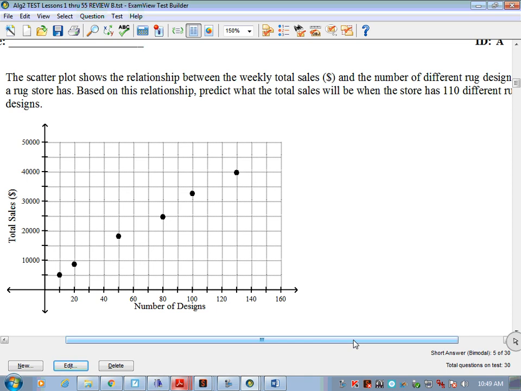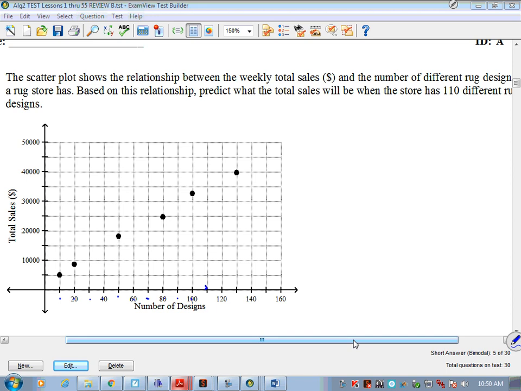Let's see, what was this, number 9? Well, when the store has 110 different rug designs, we want to look at our scale so we know what our numbers are. This would be 10, 20, 30, 40, 50, 60, 70, 80, 90, 100. So this is where I'm looking at right here.